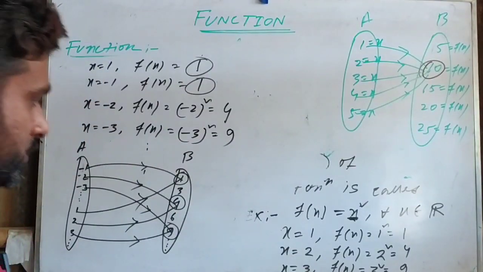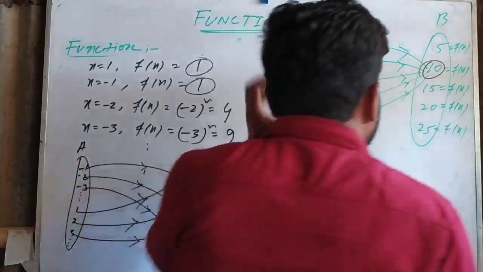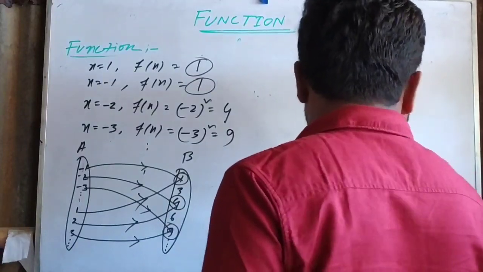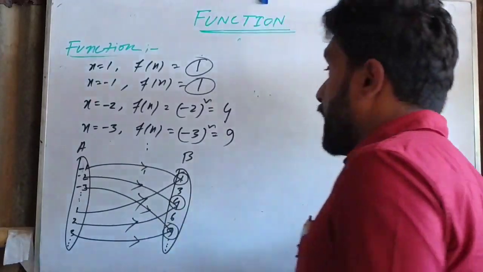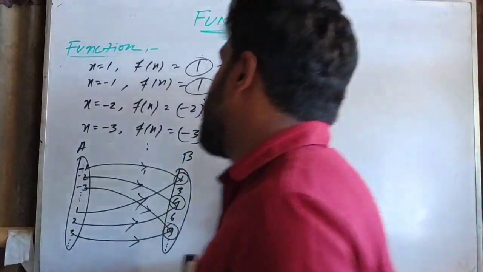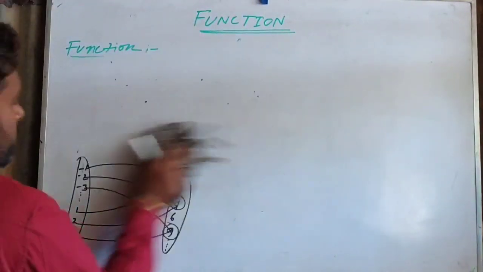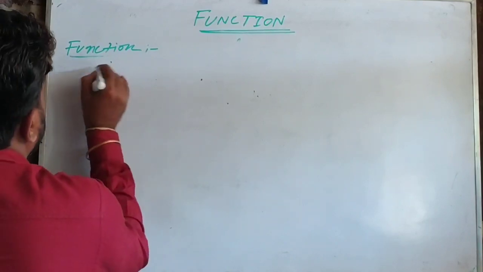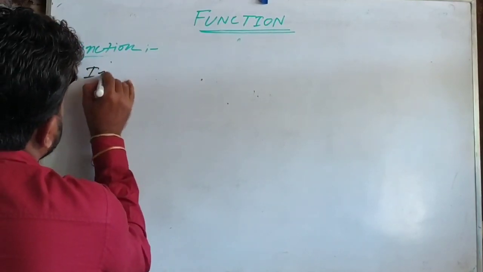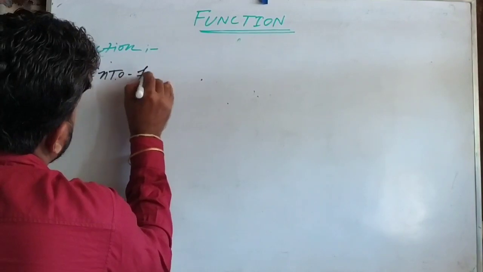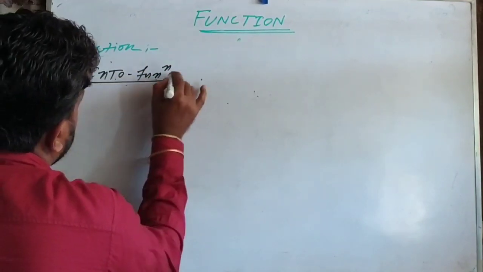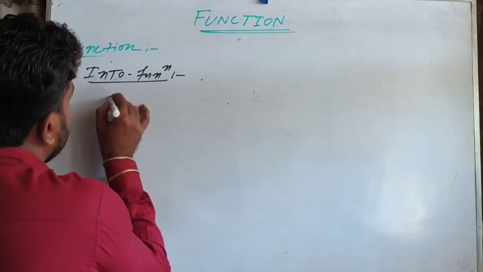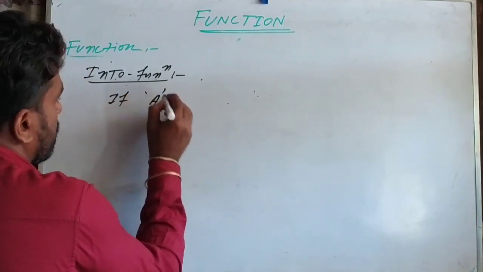Now, after that, one one is done, many one is done. After that we will go into into and onto functions. Very important concept. Okay, very important concept. Very important. What is the first one? Into. Suppose into function.